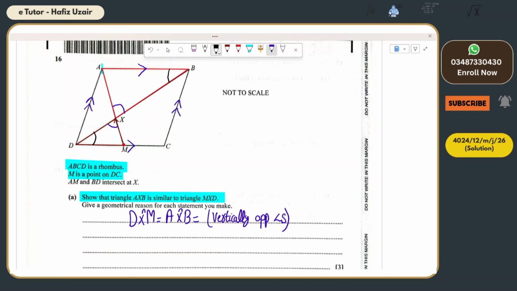So you can write ABX is equal to XDM. And the reason for this is they are alternate angles.